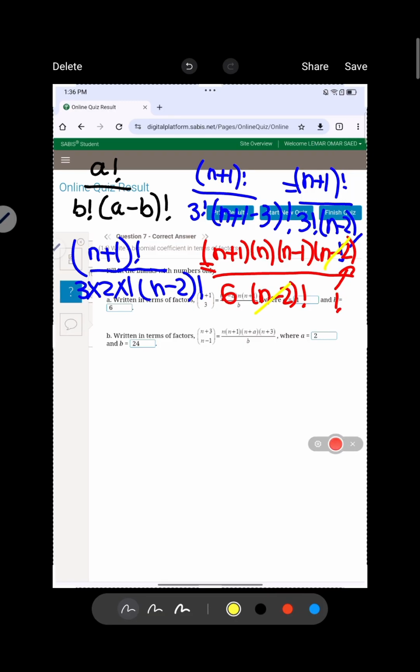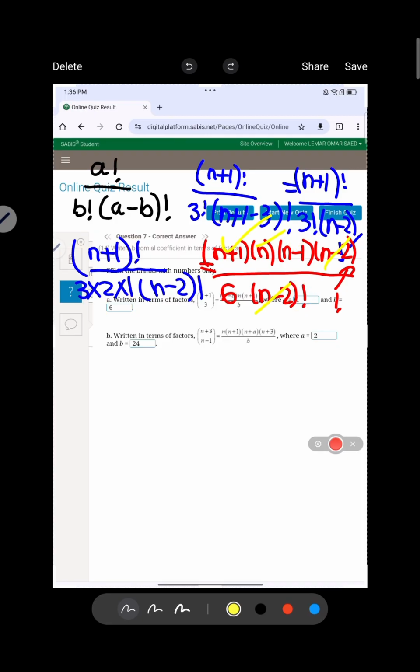And you will get, you have to just look in the options. You have n plus 1, but you don't have n minus 1. So here you put 1, and down you got 6, so you put 6.